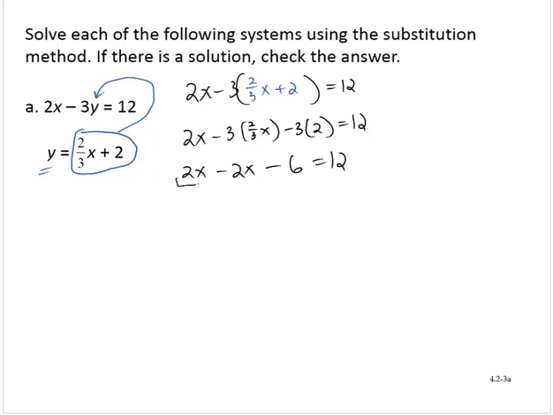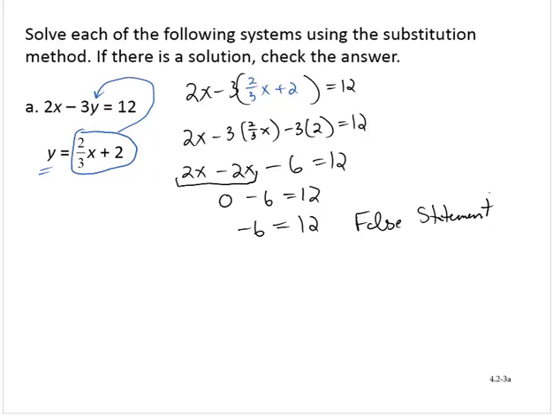And notice that the variable terms go to 0, and so I'm left with 0 minus 6 is equal to 12, and so negative 6 is equal to 12. So this is a false statement. Notice that the variables dropped out, right? The variables added to 0, and I was left with a false statement.